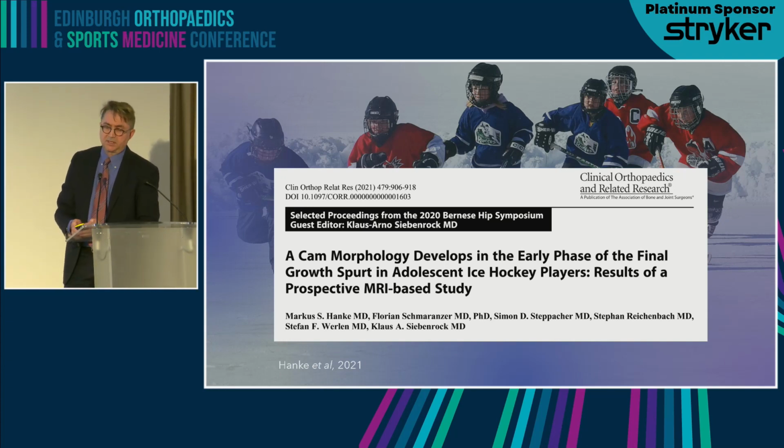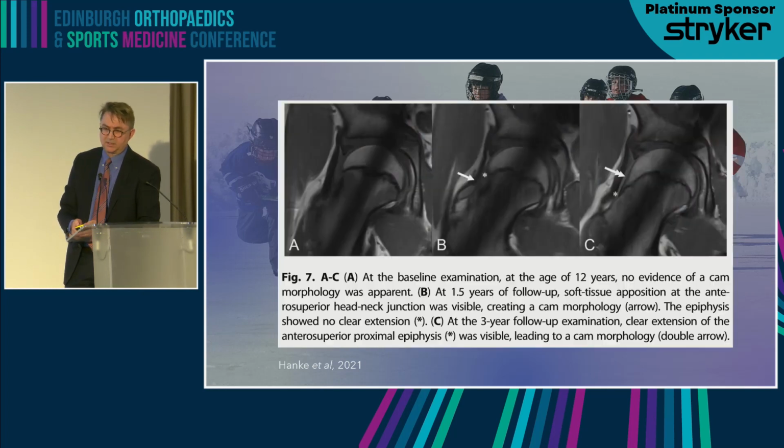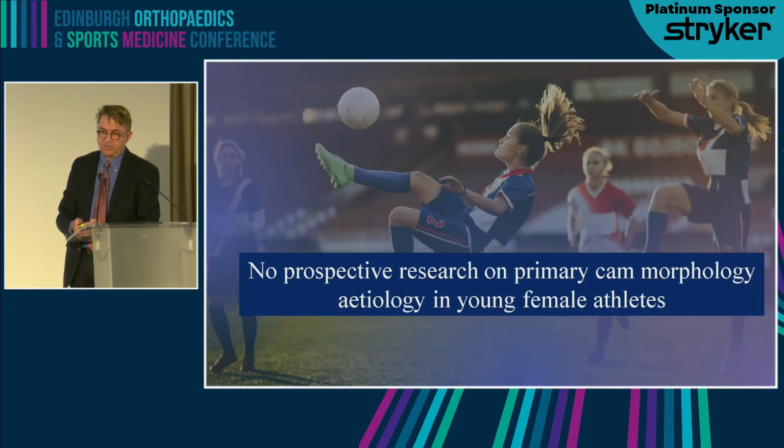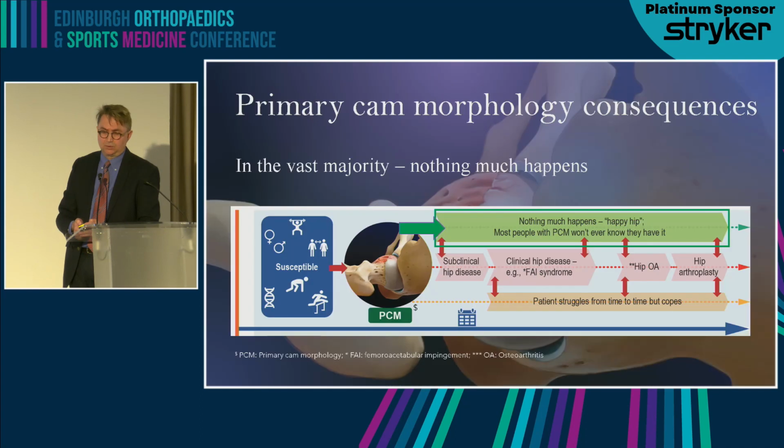This was also demonstrated in a nice little study by Marcus Hanke on elite adolescent ice hockey players. At baseline, nothing at 12 years on your left, and developing into a cam morphology after 3 years in the scan on your right. And at 3-year follow-up, 6 of the 22 players in this ice hockey cohort had either pain on the FADIR test and/or a restricted hip internal rotation below 20 degrees. The important message here is that there's no prospective research on primary cam morphology etiology in young female athletes at all.